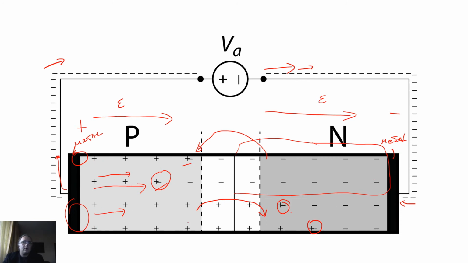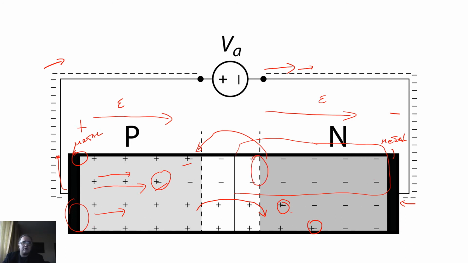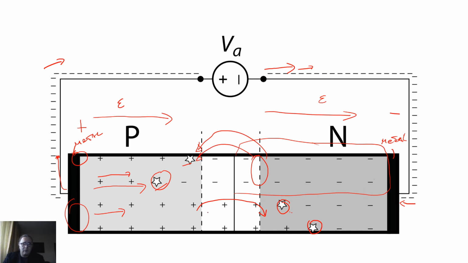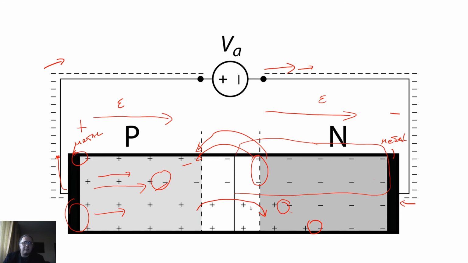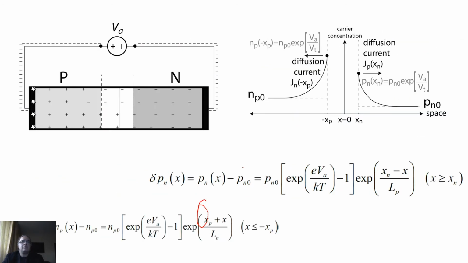Therefore, to calculate the current, what we need is to know what are the diffusion currents of electrons from the N side to the P side, and what is the diffusion current for holes from the P side to the N side. So to calculate these diffusion currents, we look at the space distribution of the carrier concentration.